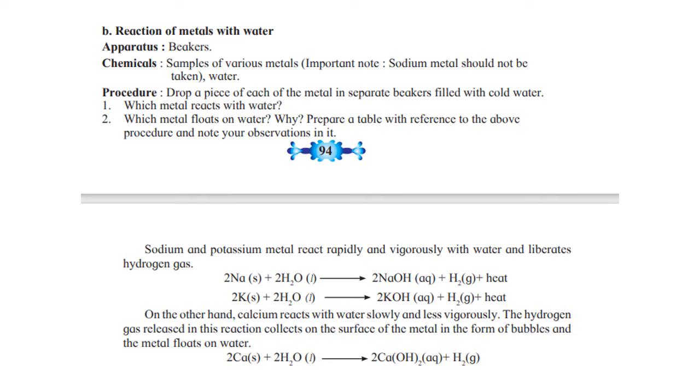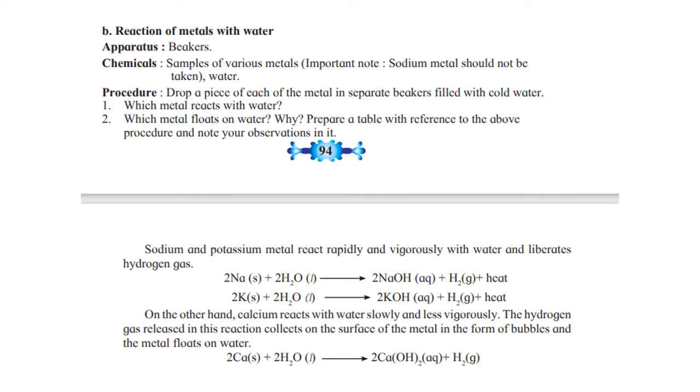It is seen that sodium and potassium react rapidly, that is quickly and vigorously, with water and liberate hydrogen gas. Sodium plus water gives sodium hydroxide and hydrogen gas, and heat is liberated. Similarly, potassium reacts with water forming potassium hydroxide and hydrogen gas, and heat is given out. That means both of these are exothermic reactions.